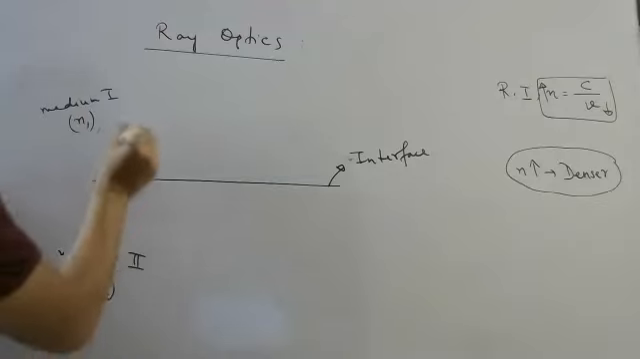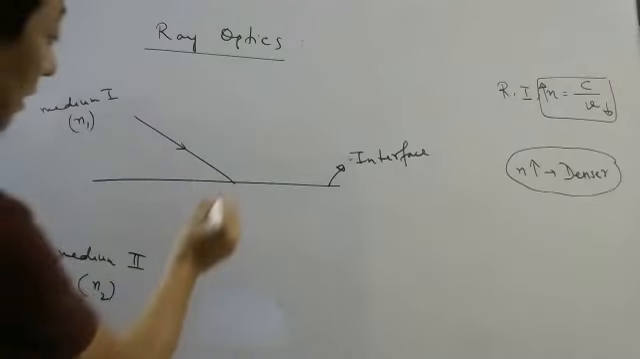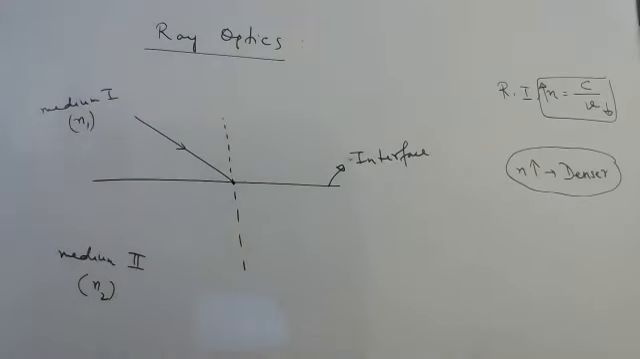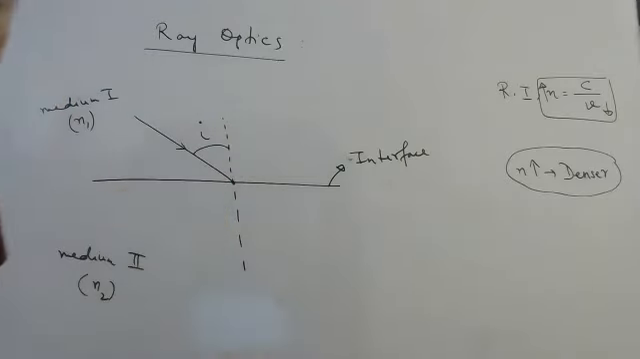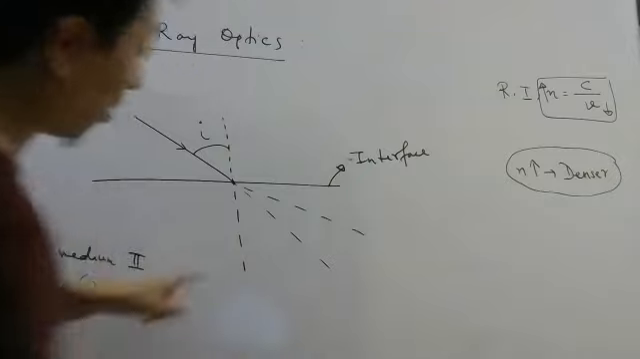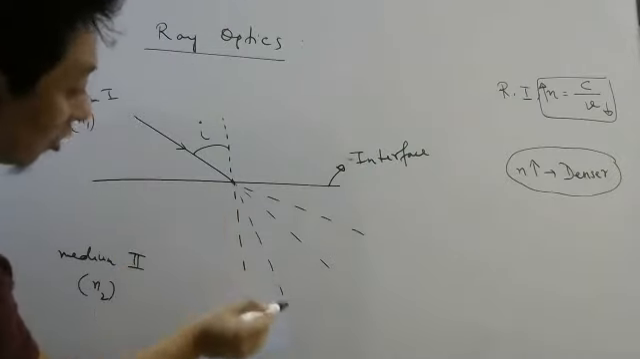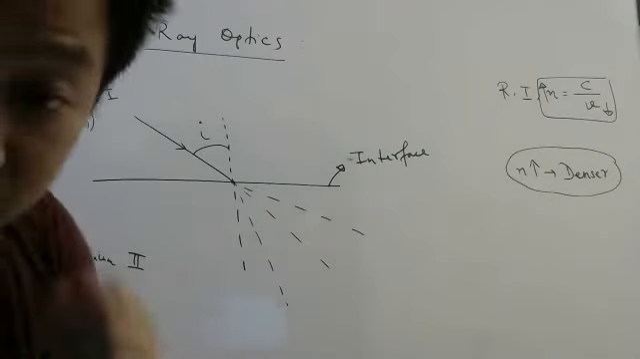So when light will come like this, it is called incident ray. Then at this point, you have to first draw a normal. Then this angle is called angle of incidence, angle between incident ray and normal. Now light can go either straight or it can go away from the normal, or it can come towards the normal. What will happen? That is decided by Snell's law.